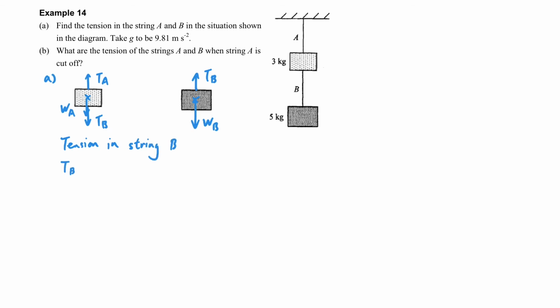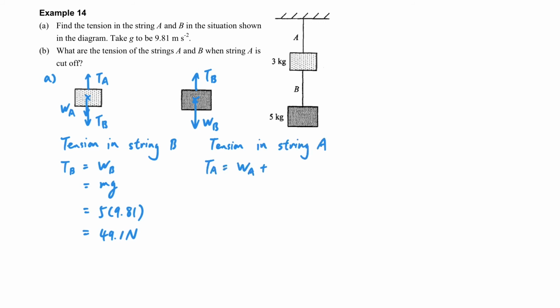So let's consider the tension in string B. The tension B is equal to the weight of the 5 kg block. So 5 times 9.81 will be the tension on string B. And how about the tension on string A? We have to consider the upper block. The tension A will be equal to the weight A plus the tension B, which is mg plus T. In that case, we can formulate the equation by using the previous value. Then we can find the tension on A also.